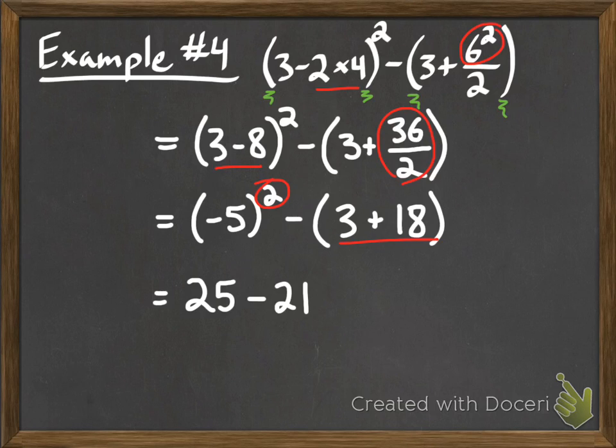And now, since we only have one expression left, which is subtraction, we can just take 25 minus 21, and that gives us an answer of 4. So see, even with a more complicated example like this, as long as you follow the steps and just take your time, you can easily solve any mathematical expression.